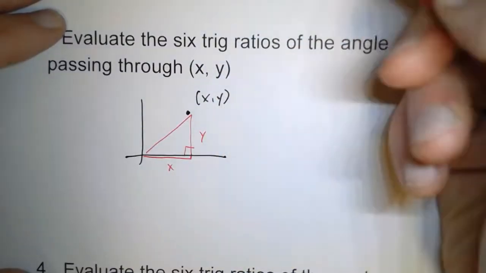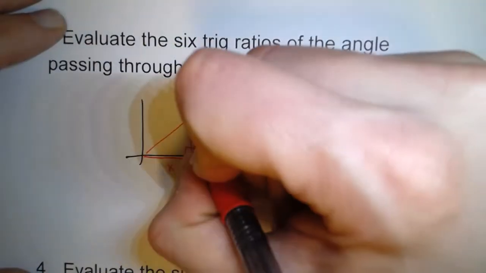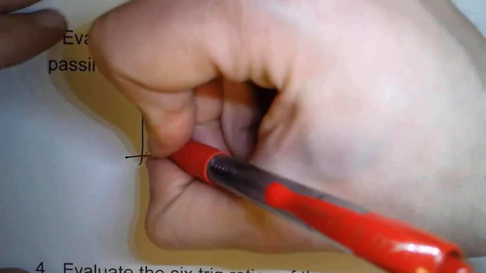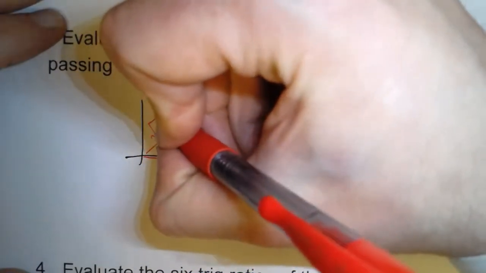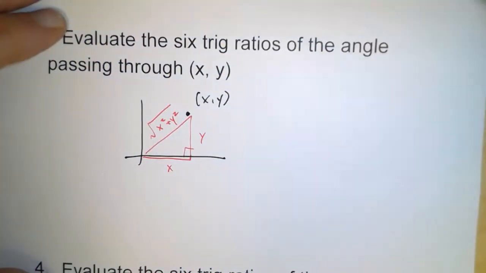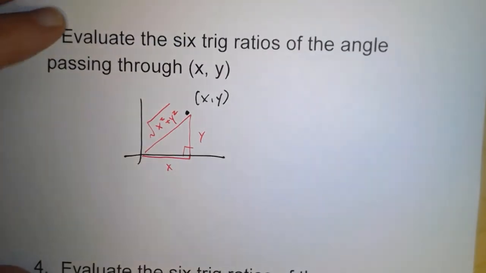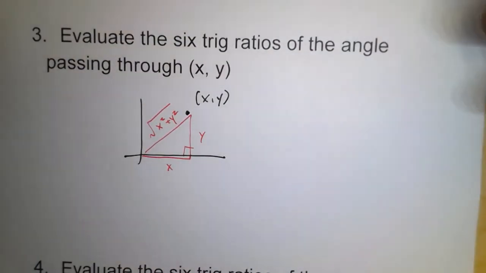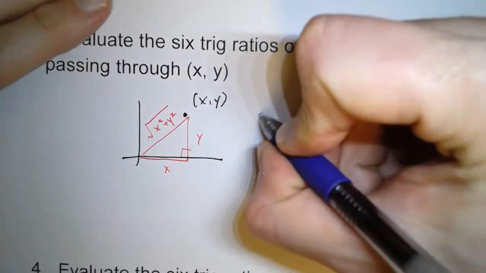Now what would be the hypotenuse? What would be that distance from the origin to the point? Well, it'd be square root of x squared plus y squared. And so this is us really generalizing the rule for finding the trig ratio at any point.